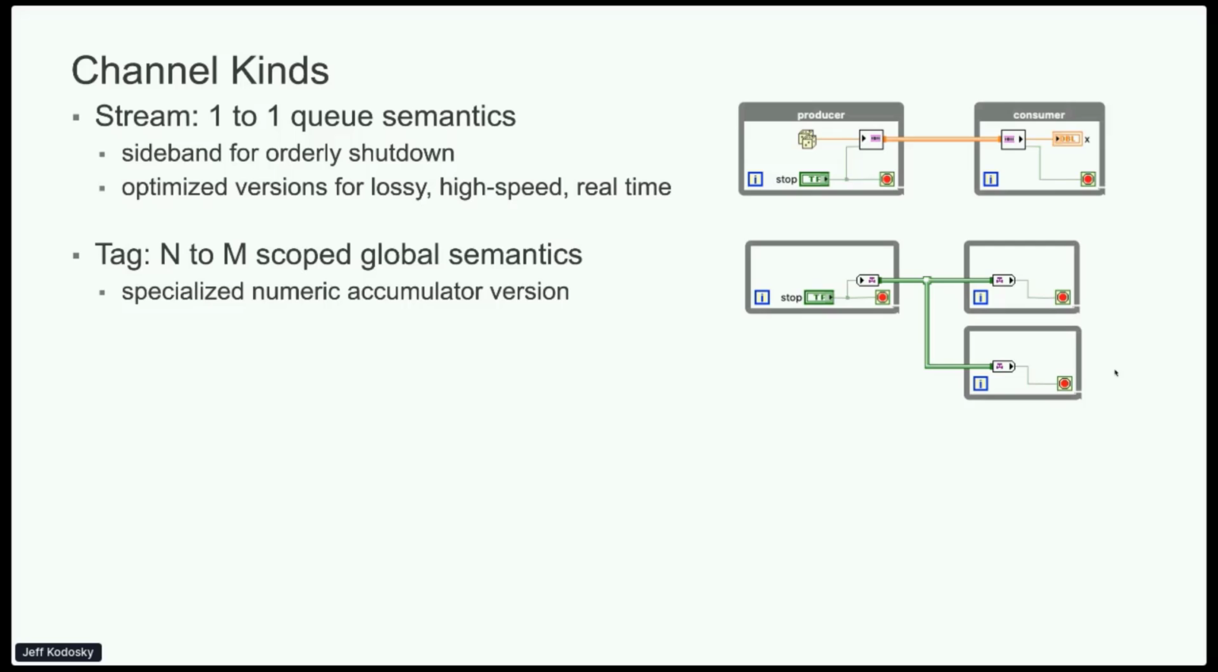Tag is for sharing any kind of data where no history is needed, only the latest value. It's like a scoped global with multiple readers and writers. One common use case, a simple use case, is shutting down multiple otherwise independent loops.